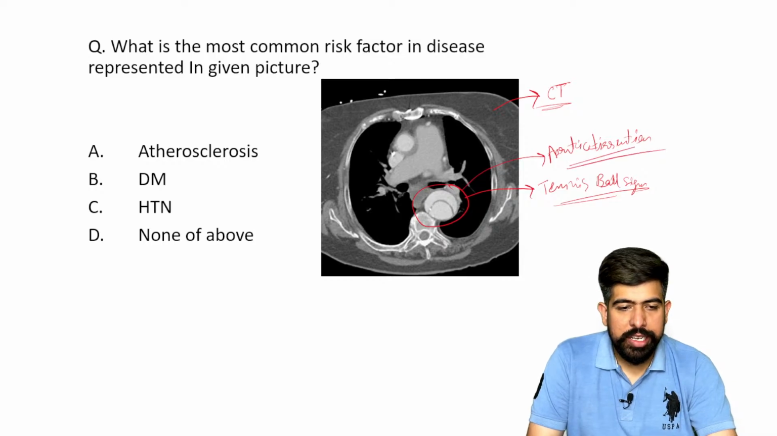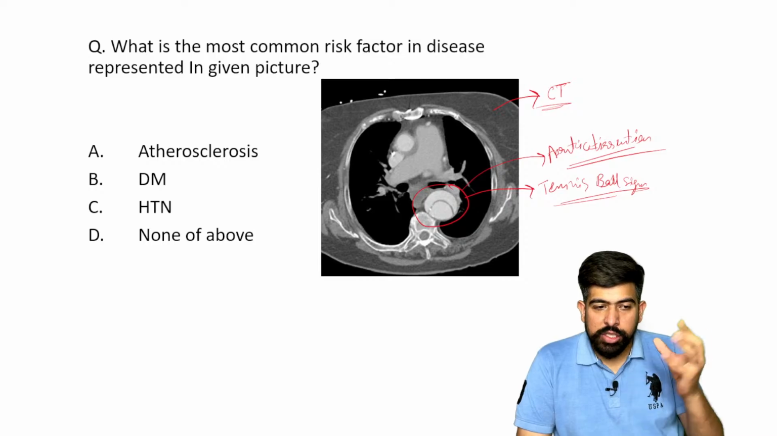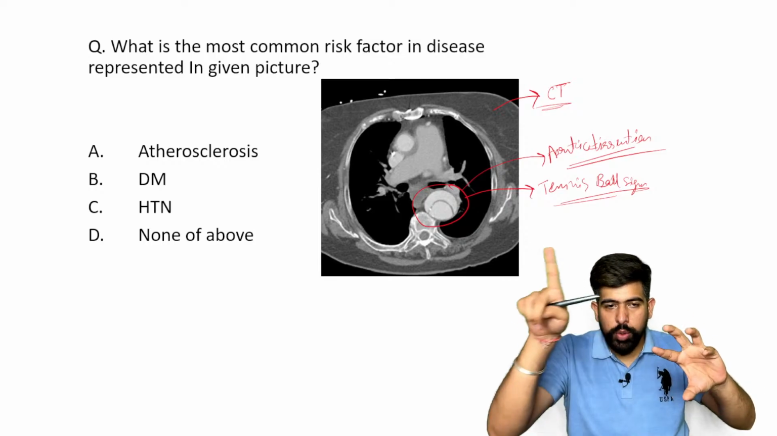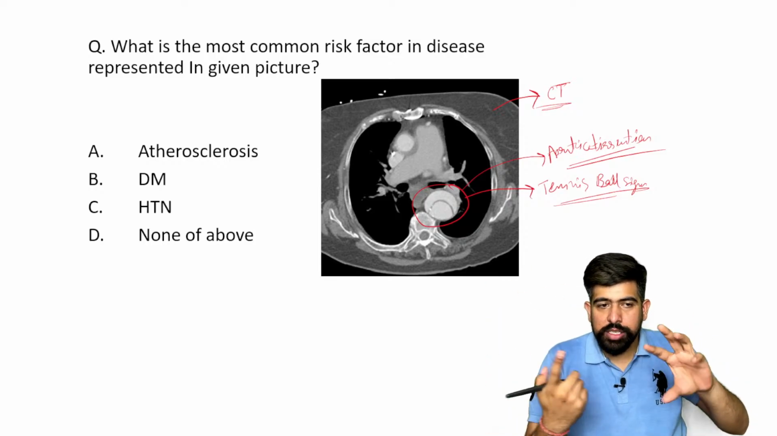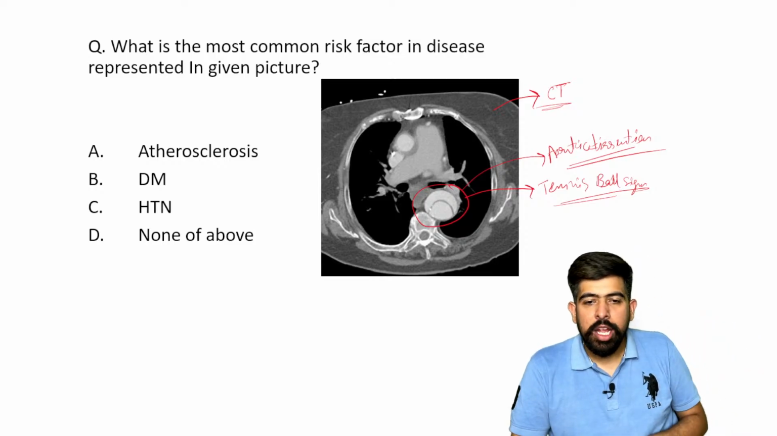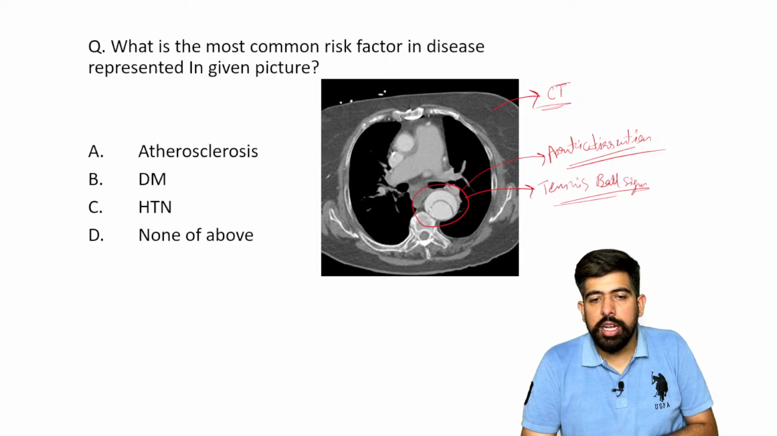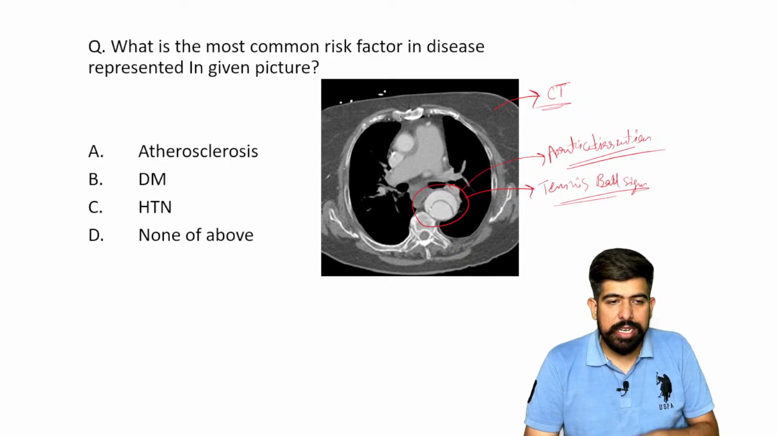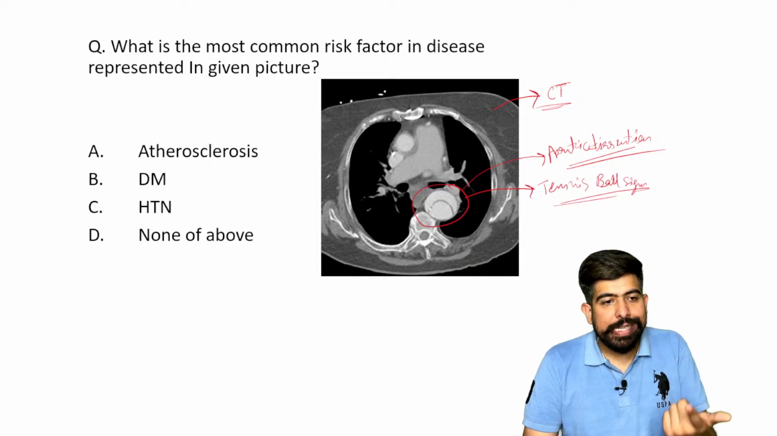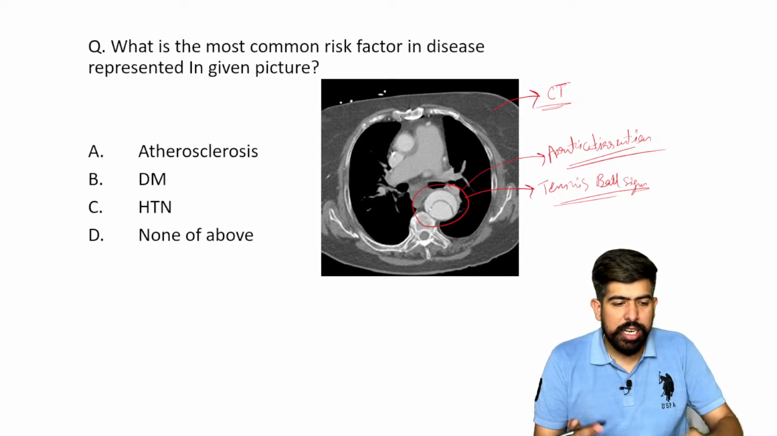Very good. Now come to the MCQ. So what is this asking? They want you to go through this image to make the diagnosis. If you understand the diagnosis, now you can answer this. Now tell me, what is the most common risk factor of aortic dissection? A is atherosclerosis, B is diabetes mellitus, and C is hypertension. D is none of the above.